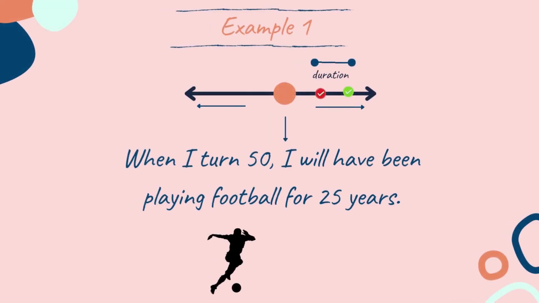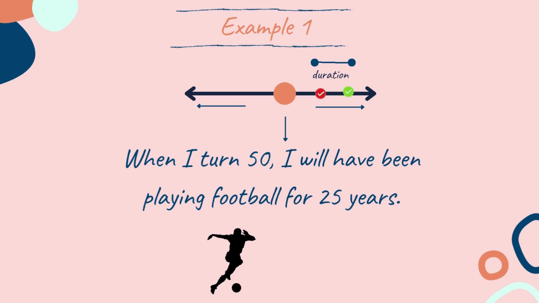When I turn 50, I will have been playing football for 25 years. My activity of playing football had begun sometimes back in the past. It will keep on continuing in the future, and the duration is mentioned as 25 years. In the timeline, it will be shown such that the red tick shows the start of the activity, then the green tick shows me turning 50. All will be shown on the right side of the timeline.